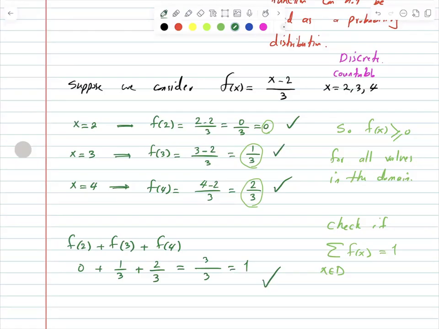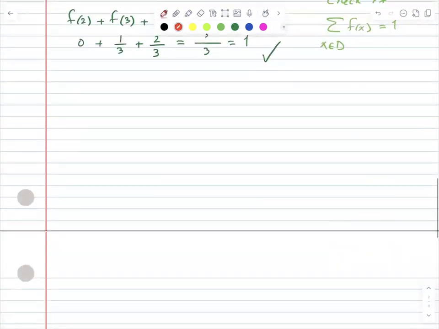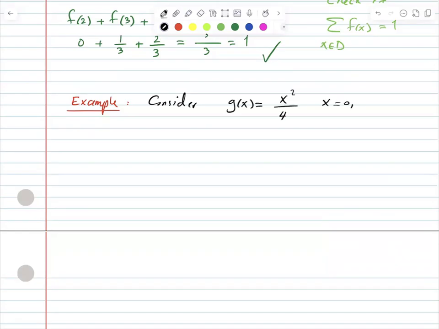Let's take a look at another example. Let us make it more interesting for you. Consider the function g of x equals x squared divided by 4. X can take on values like 0, 1, 2, 3, and 4. What about this case? It's not difficult to see that when we plug in values for x, when x is equal to 0, g of 0 is 0.